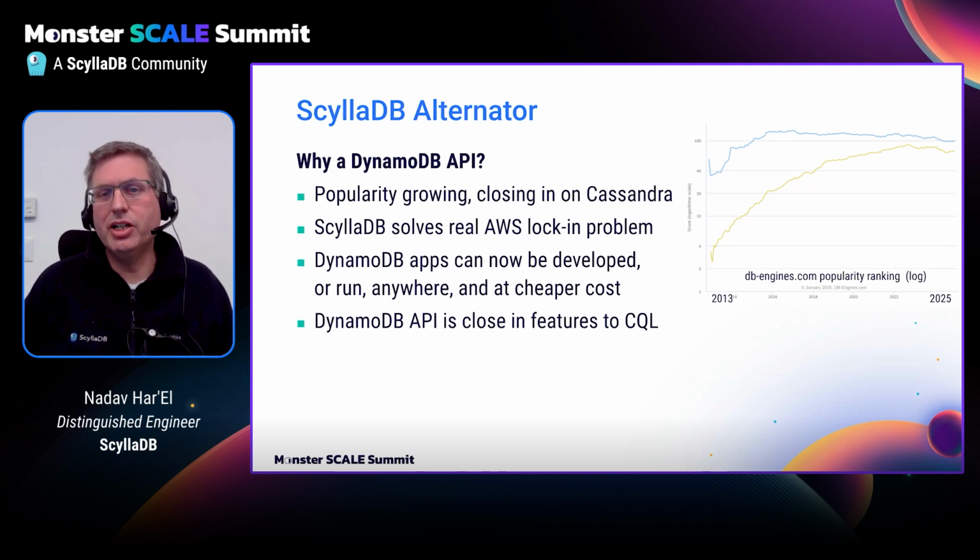Scylla solves a real lock-in problem for users of DynamoDB because it runs on any cloud or on-premises and so on. And with ScyllaDB, you can now run DynamoDB apps and develop them anywhere at a cheaper cost. And also the DynamoDB API is quite close to the features of CQL that we already supported, so it was a feasible thing to do to support both APIs.